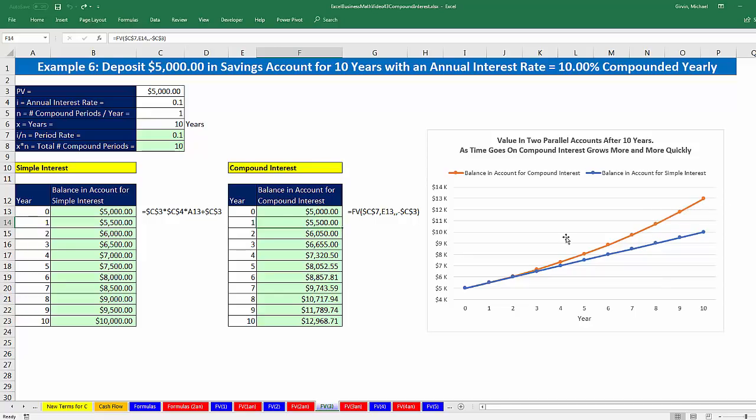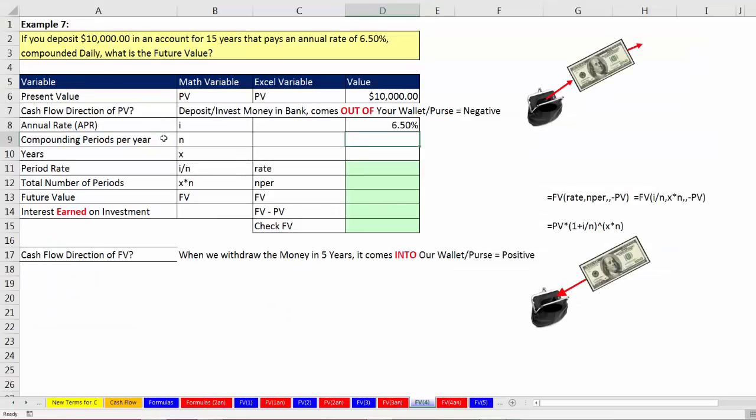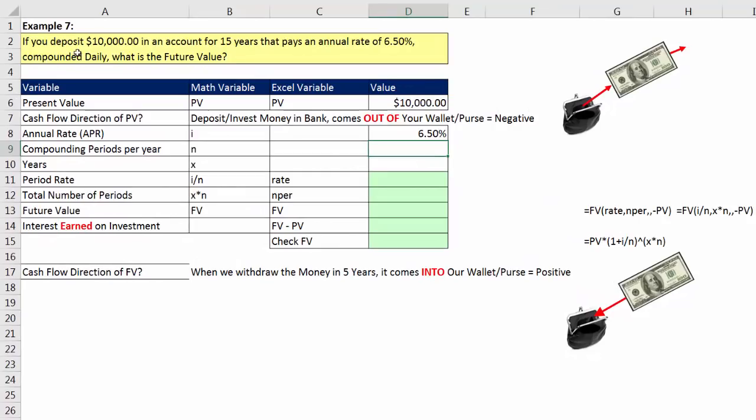move on. All right, now we want to go look at our next example on the sheet, FV4. All right, example 7. If you deposit $10,000 in an account for 15 years, that pays an annual rate of 6.5% compounded daily, what is the future value? Now, compounded daily, that means we have to figure out how many compounding periods per year. You would have to read your contract. We're going to assume this is a year with 365 days. Years, 15, and enter.